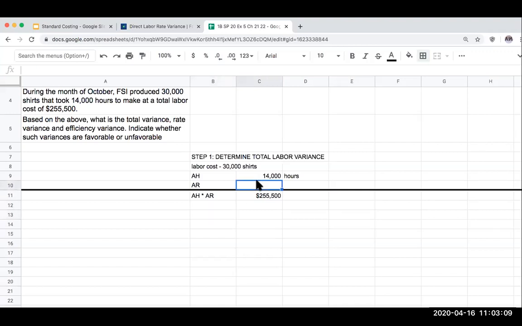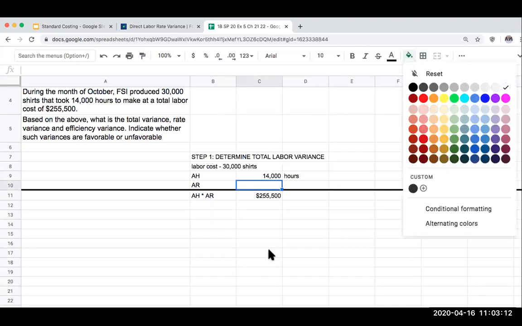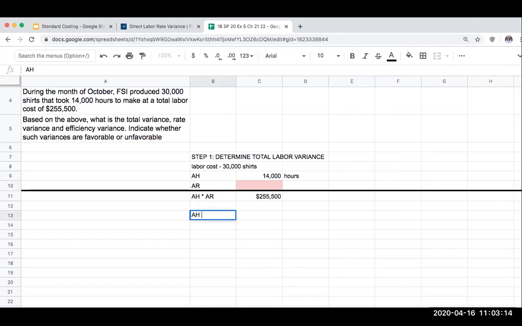Well, I can figure that out using advanced math. Right over here, I've got my actual hours, 14,000 hours times my actual rate per hour, is equal to 255,500. So my actual rate is equal to 255,500 divided by 14,000, or $18.25 per hour.